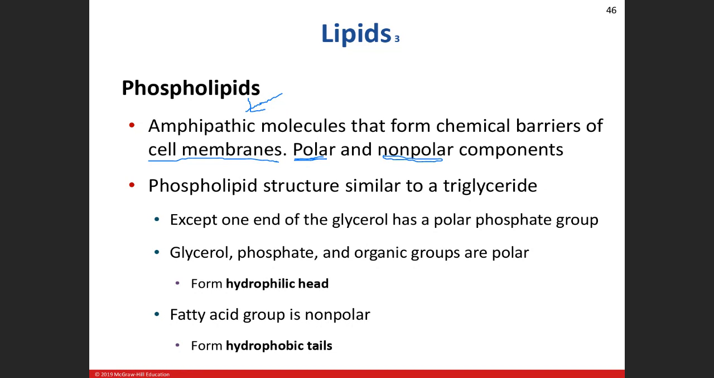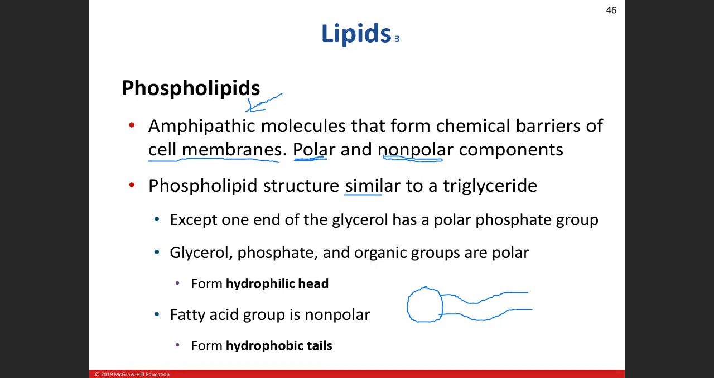They are similar to the triglyceride group, except instead of having the three fatty acids that hang off of the glycerol group, these guys have two.